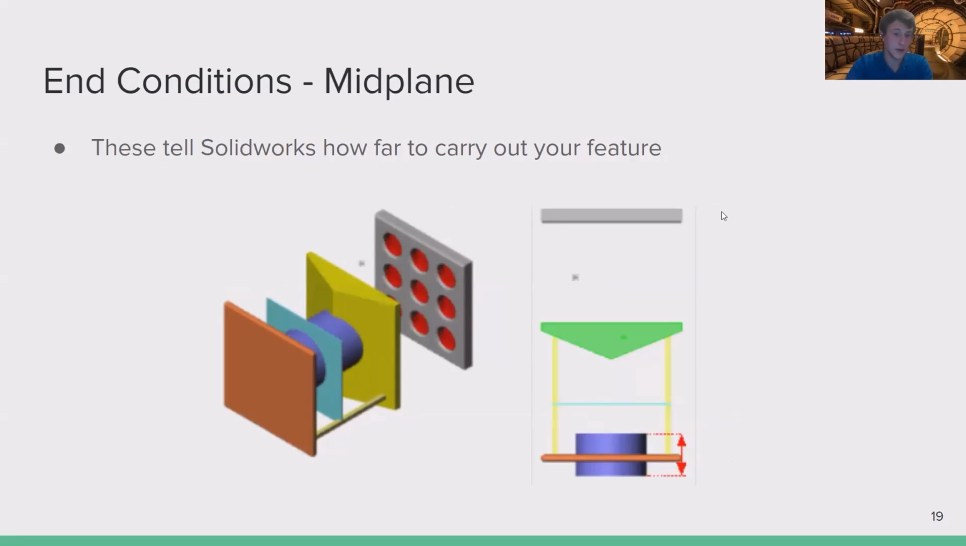All right, now midplane. This is very similar to the blind, where it takes one direction and just adds material. But in the midplane, you take the original brown plane that you're starting on and you add material on both sides of that. So you'll have this plane that you start on right in the middle. I use this feature quite a lot. I know Scott loves it too.